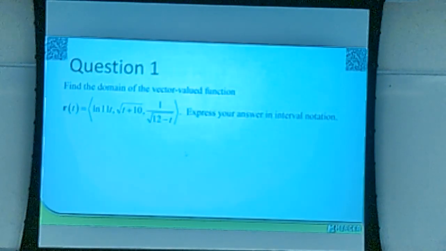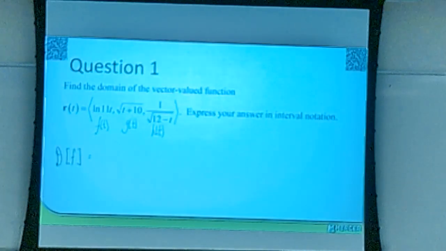Find the domain and express it in interval notation, right? Remember, when dealing with domains, there are two ways to express a domain: interval notation and set builder notation. Here they specifically tell us they want interval. First thing to do is determine the domains of each individual component function.